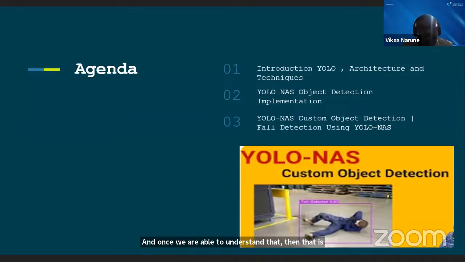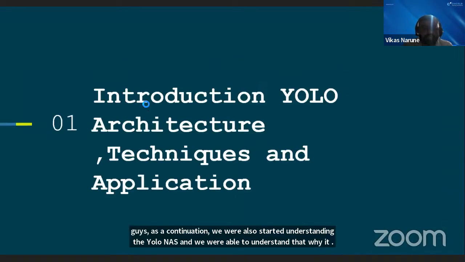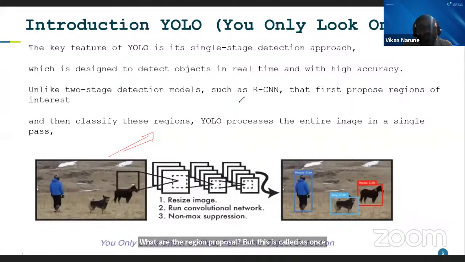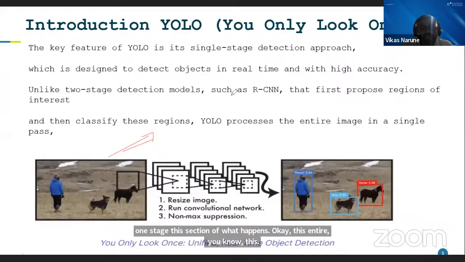So guys, as a continuation, we also started understanding YOLO-NAS, and we understood why YOLO is called a single shot detection. What does the name YOLO suggest? We also discussed the region proposal neural network. What was the region proposal? Why is this called one stage detection? This entire YOLO process is called one stage detection, and we understood why it is called single stage detection, and we understood the diagram.